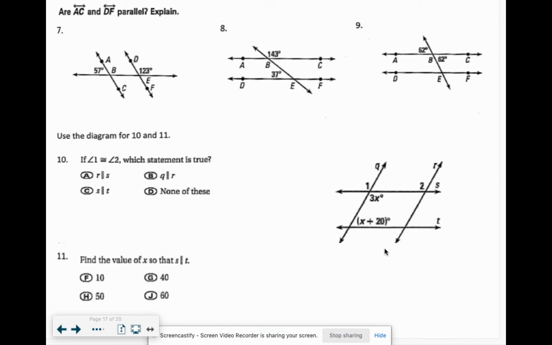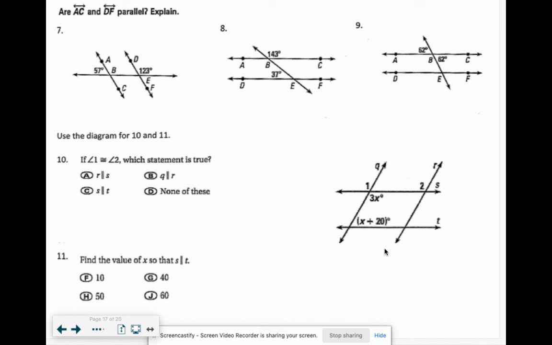Okay, number 7. Line AC and DF, are they parallel? Explain. What do we think, ladies? Yes, because the one over is 180. So you're saying these two angles right here equal 180? No, the 57 and 123. Yeah, they do add to 180, but are they in the right spots right now? Are these same side interior angles?